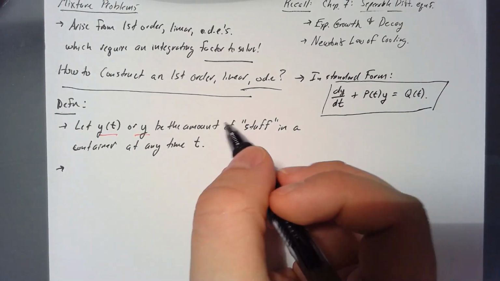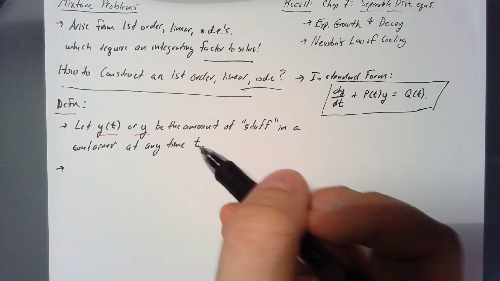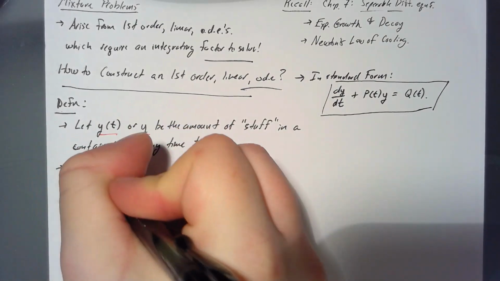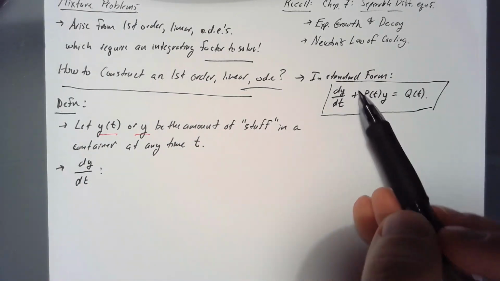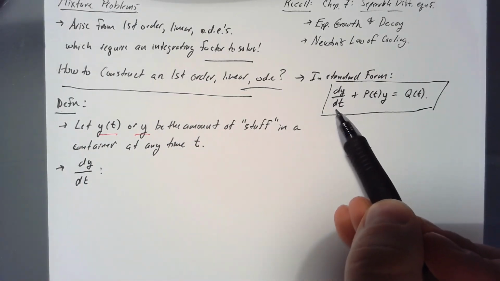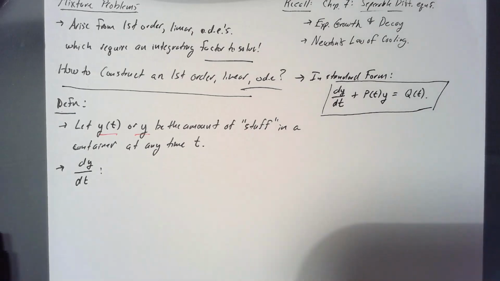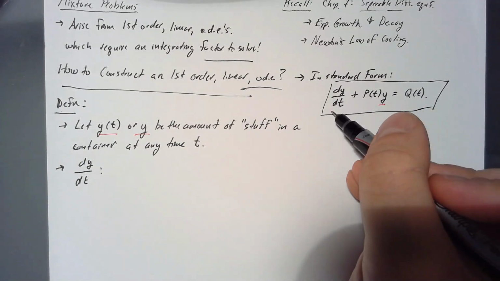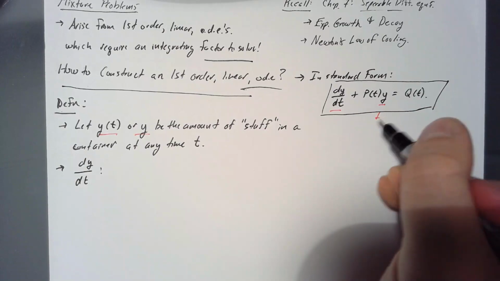So if we know this, then what does dy dt represent? Because that's this part right here in the equation, isn't it? So the amount of stuff is right here. That's the amount of stuff. What does this part represent?